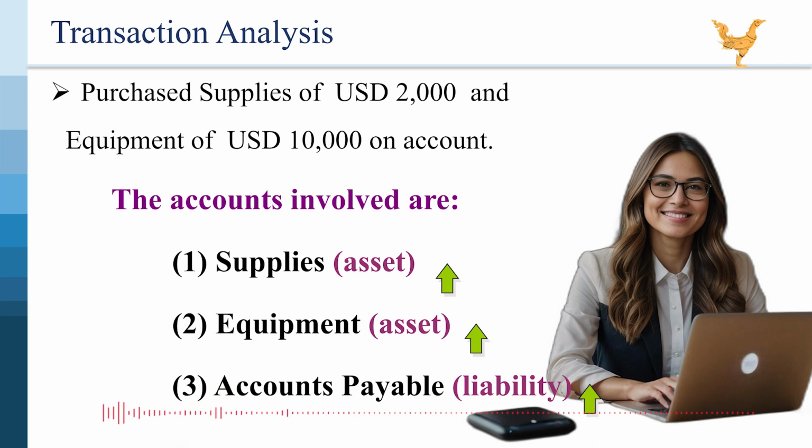This is a great example of a common business transaction. Here's a breakdown of what's happening. The transaction: your company is buying supplies and equipment on account. This means you're getting these items now and promising to pay for them later.